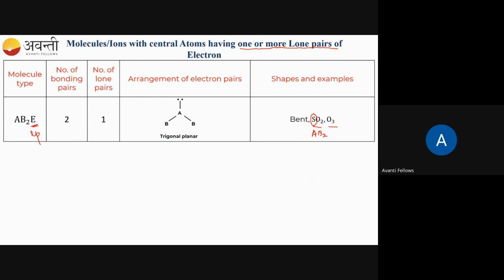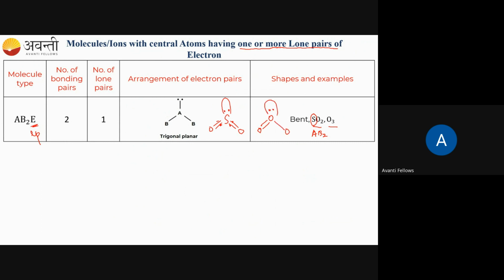With one lone pair on sulfur. So sulfur is here, double bond O and double bond O. Sulfur also belongs to the oxygen group, right? So like oxygen, sulfur will also have 6 valence electrons. Of that, 4 have gone for bonding, and the remaining 2 are present as one lone pair. The same way O3 also: O double bond O, single bond O with one lone pair.